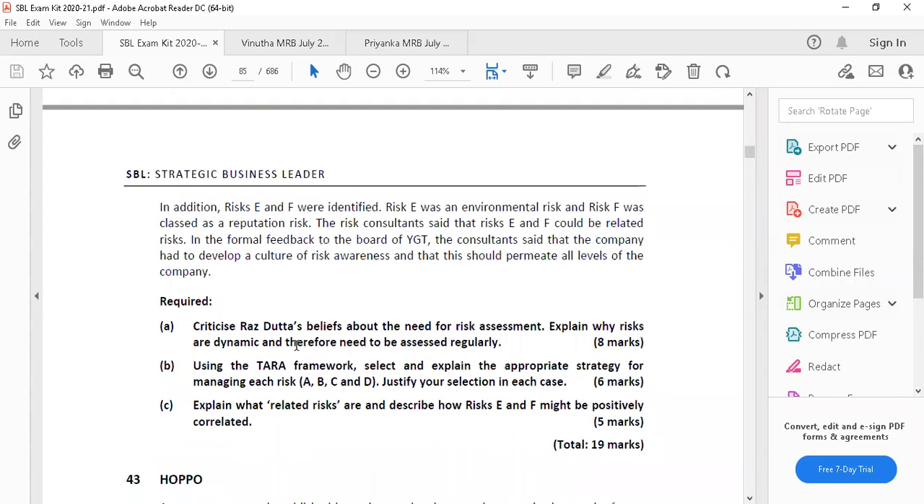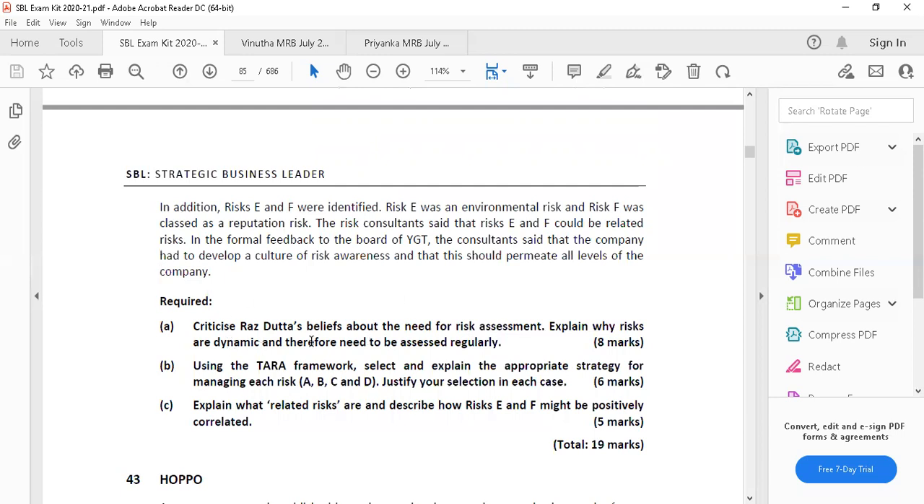So, in addition, risks E and F were identified. E was an environmental risk, F was classed as a reputation risk. The risk consultant said that risks E and F could be related risks. In the formal feedback to the board of YGT, the consultant said that the company had to develop a culture of risk awareness, and this should permeate all levels of the company. Required: criticize Raz's belief about the need for risk assessment.